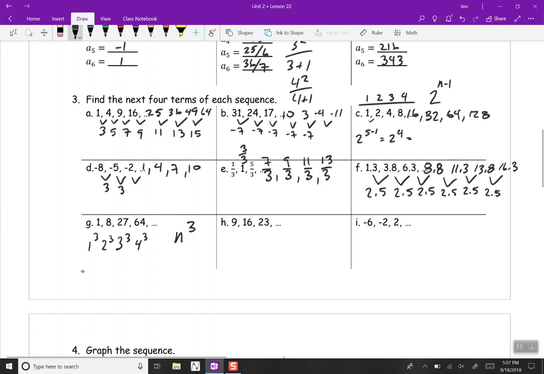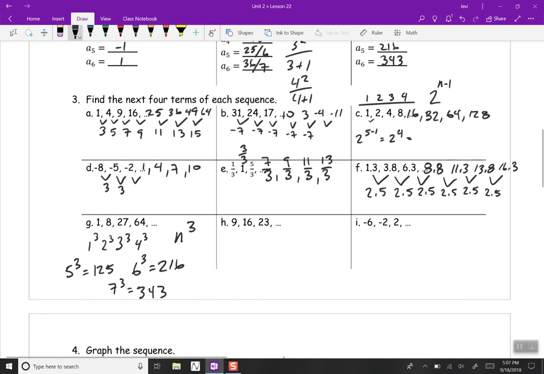So the fifth term would be 5 cubed, which would be 125. 6 cubed, which is 216, and 7 cubed, which is 343, right?